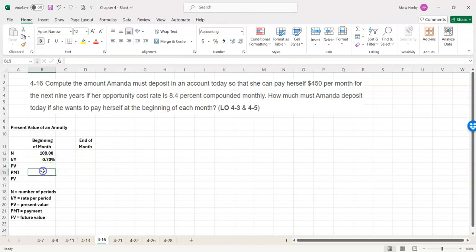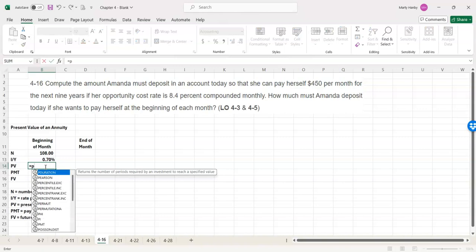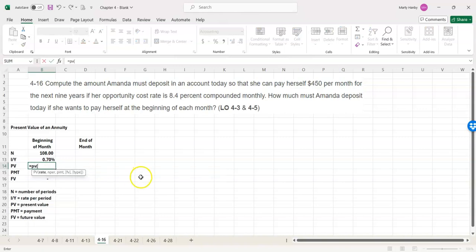I'm calculating the PV. My payment is $450, and then my future value is 0. In Excel, it's optional to enter the future value or the present value, depending on the calculation. But equals PV. If you look at this, the future value right there is in parentheses, which means it's optional to enter it. So number of periods.